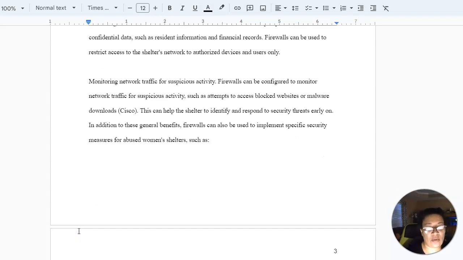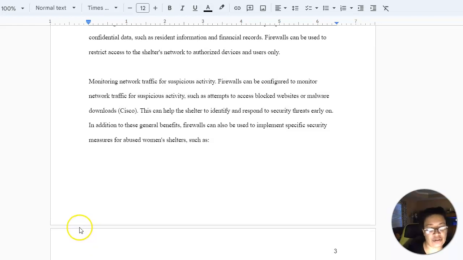This is another way that firewalls can be configured to monitor network traffic for suspicious activity, such as attempts to access blocked websites or malware downloads. This can help the shelter to identify and respond to security threats early on.